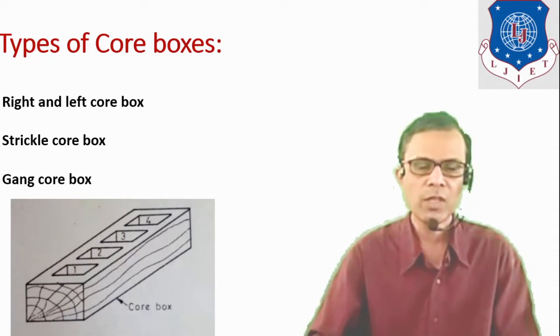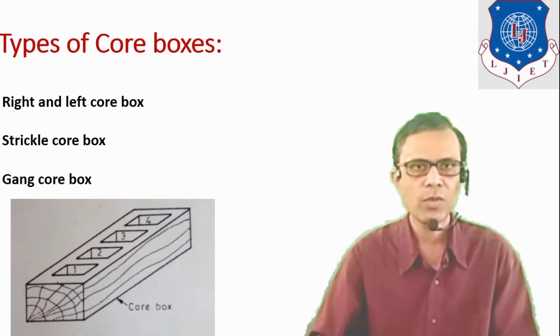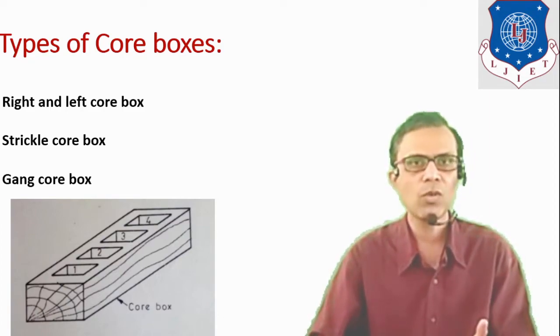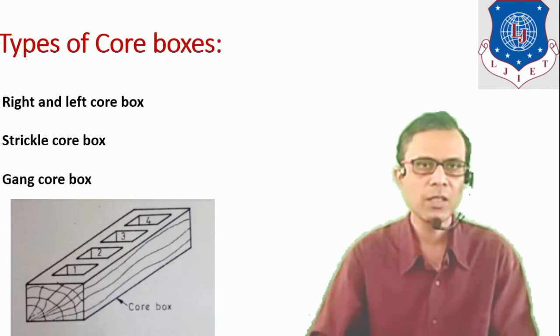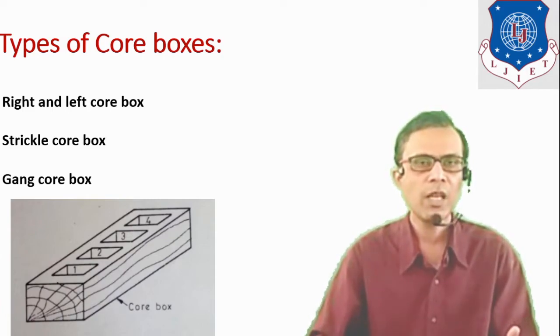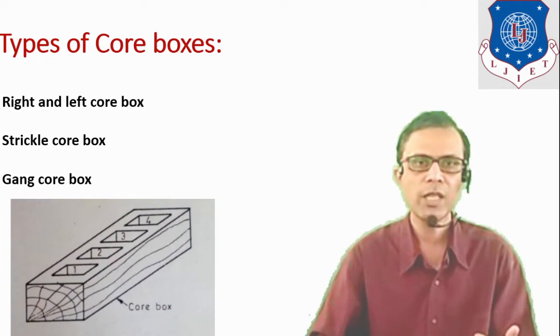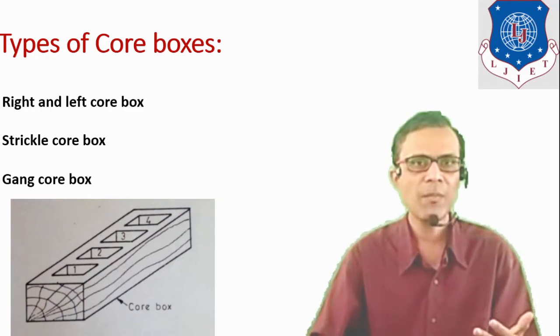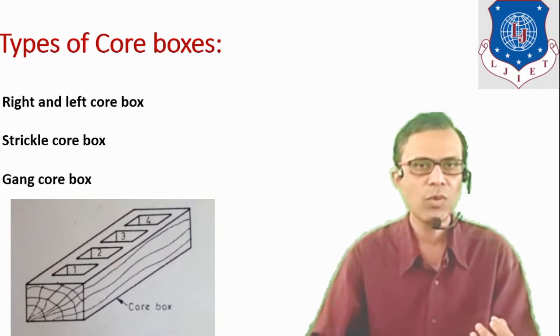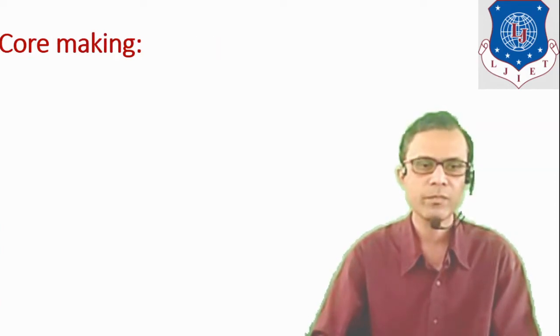Gang core box is used to produce more than one core in a single application. N numbers of cores can be produced in a single application. So here it is shown in this diagram. Here you can see 1, 2, 3 and 4. So in a single application we can produce 4 equal cores. So that type of core box is known as a gang core box.